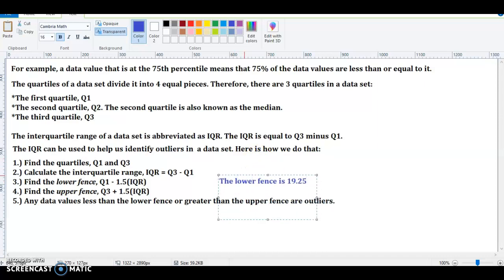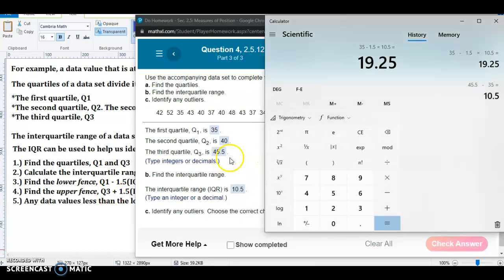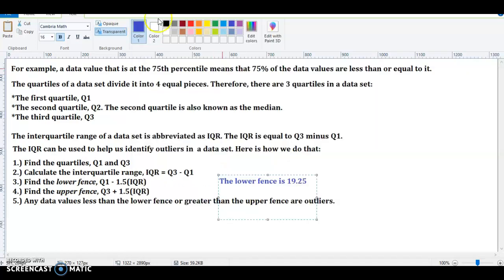Next we're going to get the upper fence, by taking Q3 and then adding to it 1.5 times the IQR. Q3 was 45.5, so we're going to do plus 1.5 times 10.5. And that'll give us the upper fence, which is 62.25. So any data values that are greater than 62.25 or any data values that are less than 19.25 are going to be outliers.